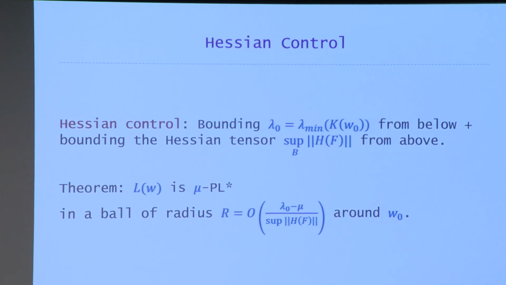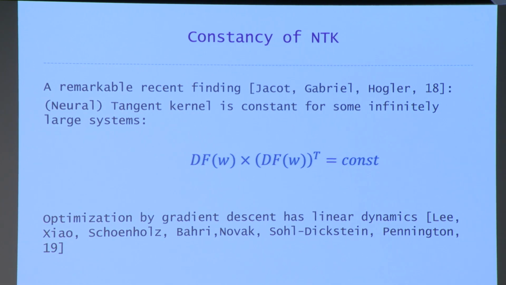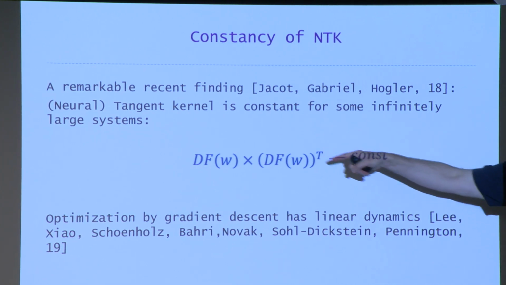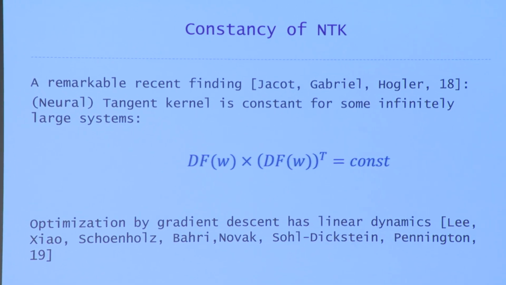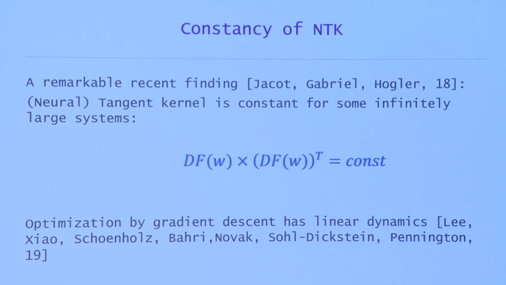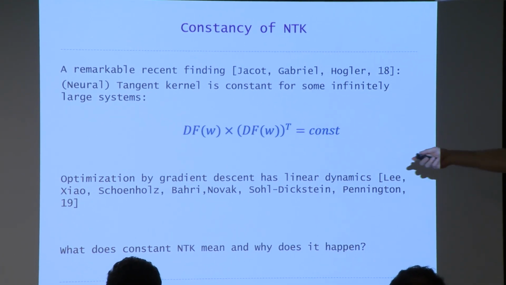OK, so that's Hessian control. Let me skip this because I'm running out of time. Now I would like to very briefly discuss this constancy of NTK, because I think it's an amazing recent finding, which was first identified in the paper by Jacot, Gabriel and Hongler, which I'm sure many have seen. What they showed is that along the optimization trajectory, this thing is just constant. Why is that an amazing thing? Because this is for very wide neural networks. And there were other formulations, like it has linear dynamics of gradient descent in the parameter space.